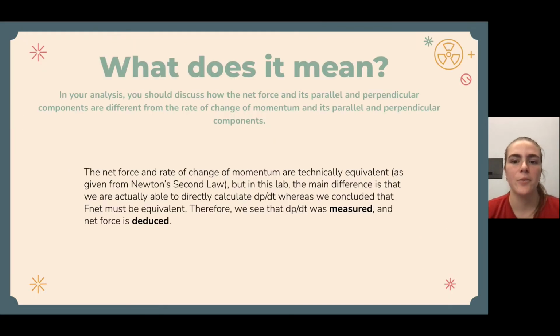So in conclusion, we have the "what does it mean" question that relates the net force and the rate of change in momentum. And in the lab, we see that technically they are equivalent, but the main difference is that we're able to actually directly calculate dp dt, whereas we concluded that F net must be equivalent. Therefore, we see that dp dt was measured and net force was deduced from that measurement.